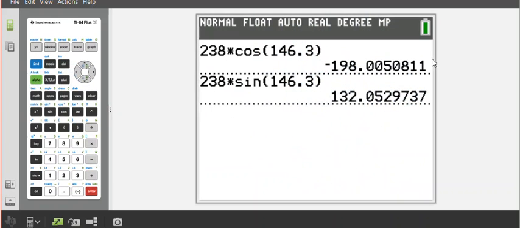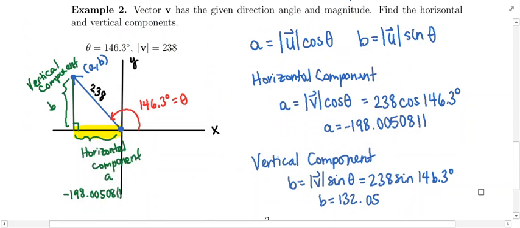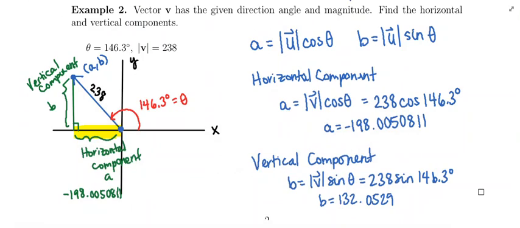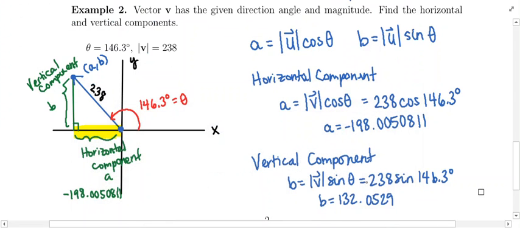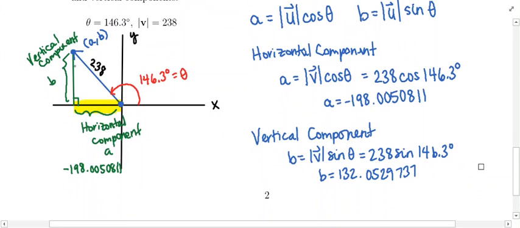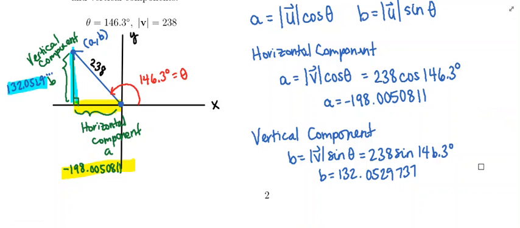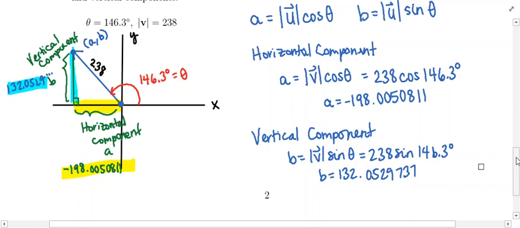And I'll write the decimal expansion. All right, so here we go. And this makes sense. We got a positive number. So this blue distance right here is going to be 132.0529 and so on. This is the yellow distance. So we've broken our vector up into its horizontal and vertical components.